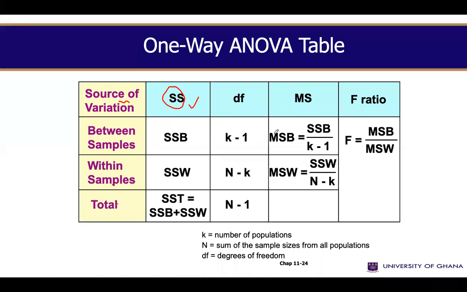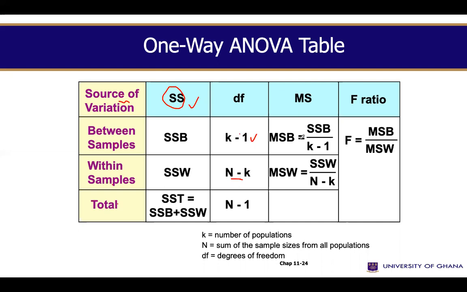We have the degrees of freedom, and that one too you'll be looking at. So the sum of squares between has k minus 1 degrees of freedom, where k is the number of populations or the number of groups. Then the within sample gives us N minus k, where big N is the total size of the data that you pick, and then of course the total will be big N minus 1. K minus 1 plus N minus k gives us big N minus 1.